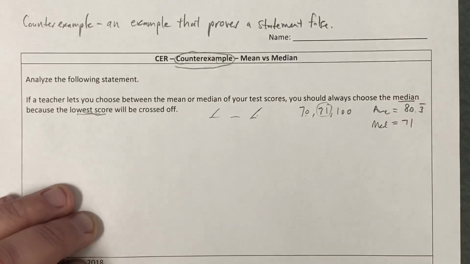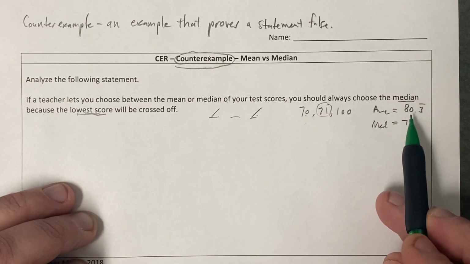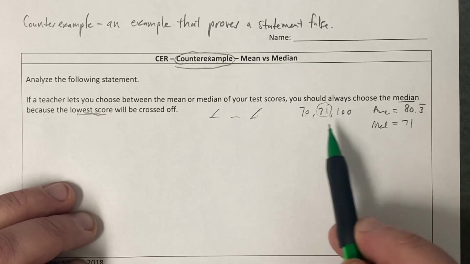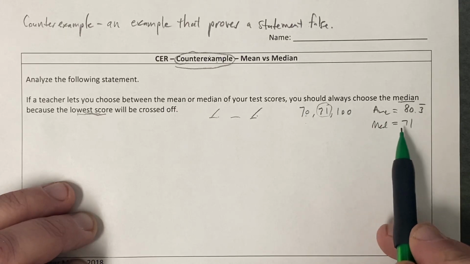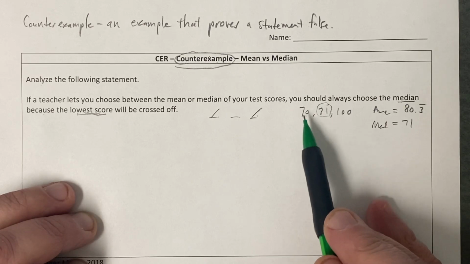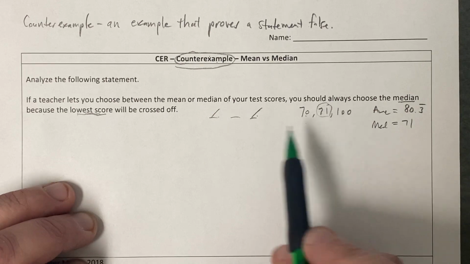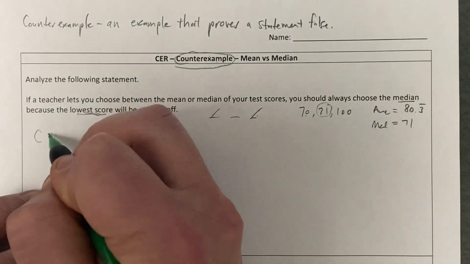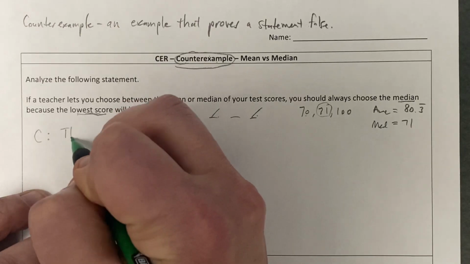So which would you rather have the teacher use? Well, in this case, I'd rather have the teacher use the average. The median does cross off your lowest, but it also crosses off your highest. And in this case, the highest score is going to really pull that average up. And the median, these two are really close together. The median is close to my lowest score. So this is my counterexample I'm going to use. So my claim in this case is going to be the statement is false.